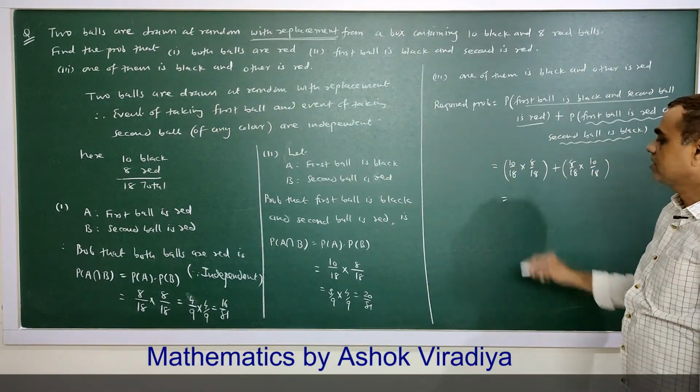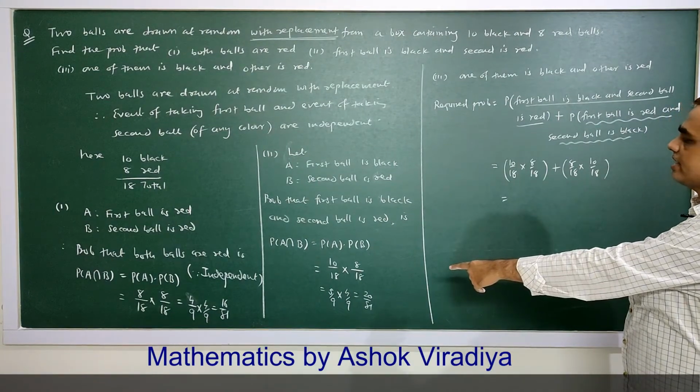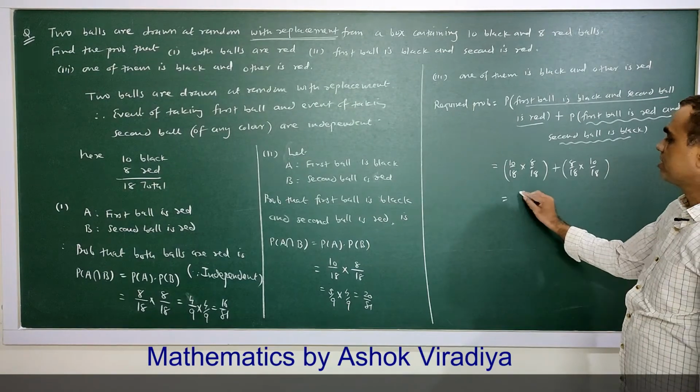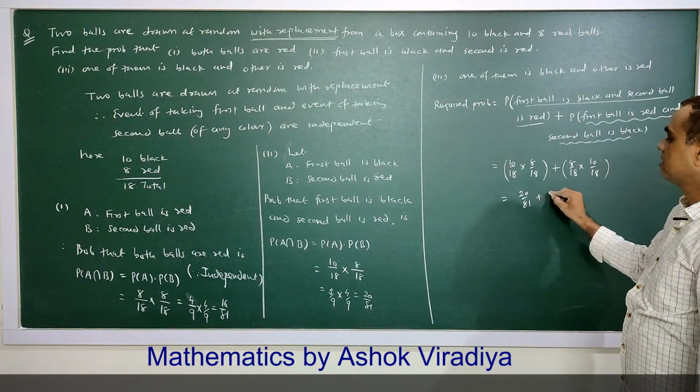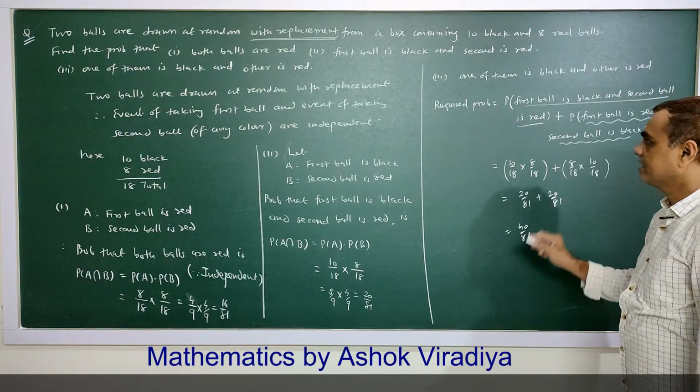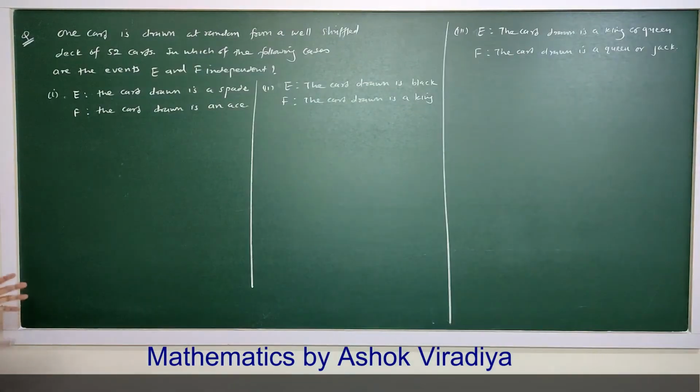So here we have calculated 10 by 18 plus 8 by 18, we are getting the same number 2 times. So this is 20 by 81 plus 20 by 81, so this is 40 by 81. Now this is a problem of cards. When you solve problems of cards, keep remembering these numbers.